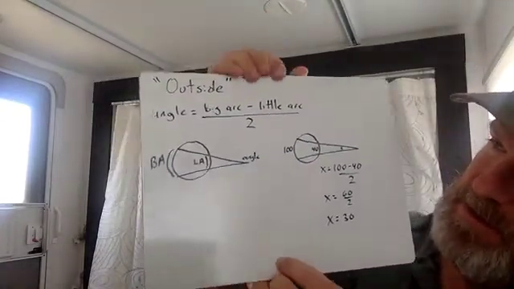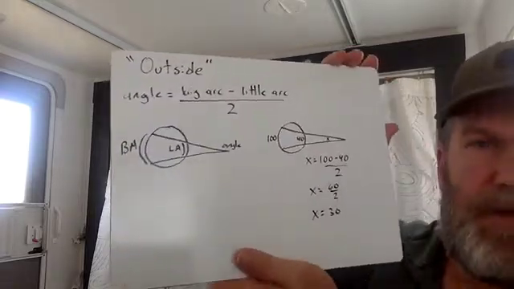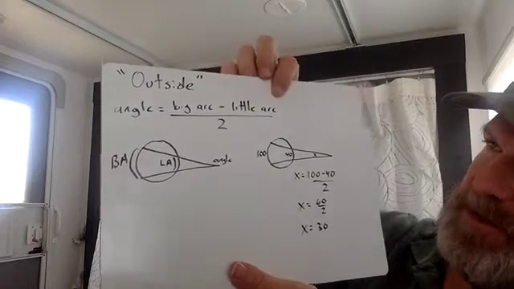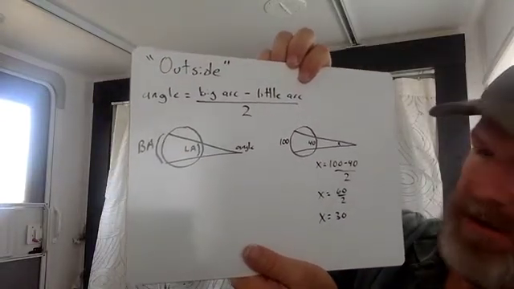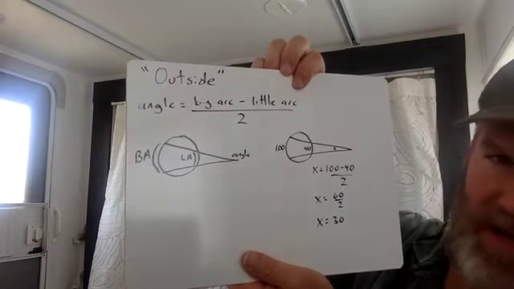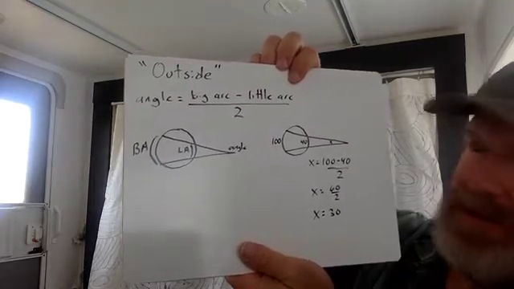Outside the circle. All right, I gave you this quick rundown on Monday with the formula. When the vertex of the angle is outside the circle, like they are in these two pictures, then you have to subtract the big arc minus the little arc and divide it by 2, and that'll tell you how many degrees are in the angle.